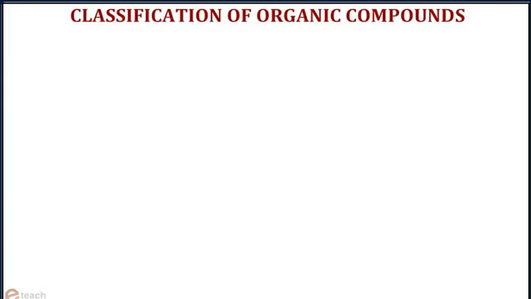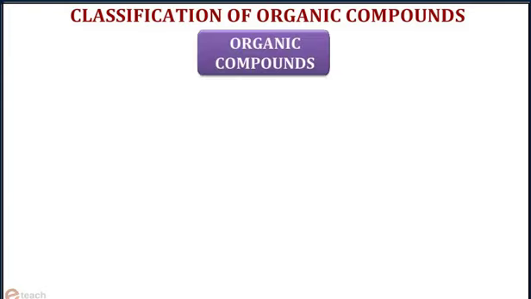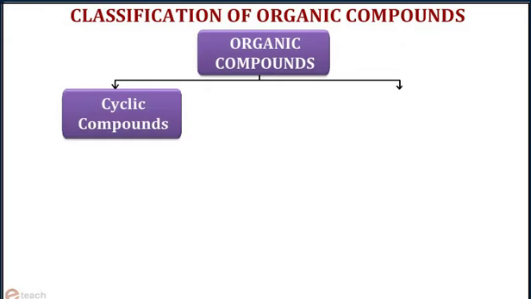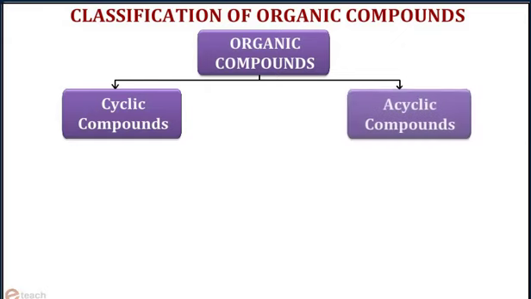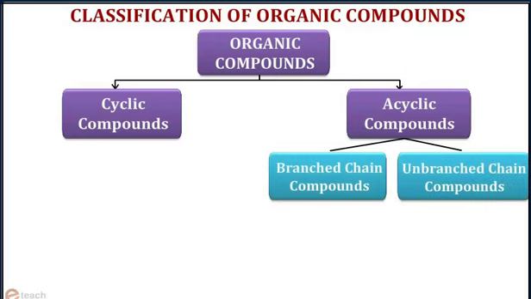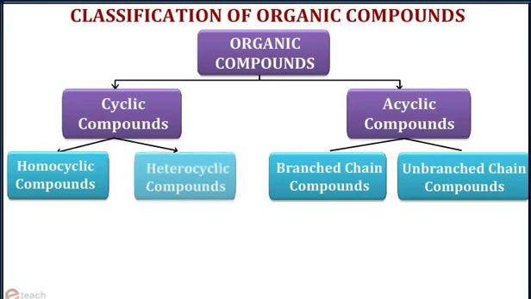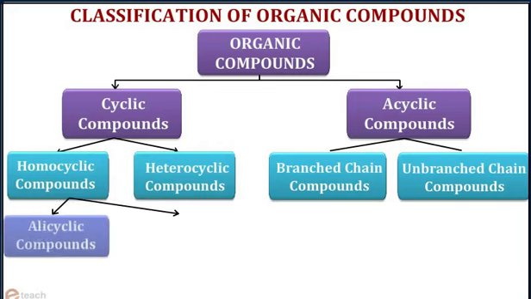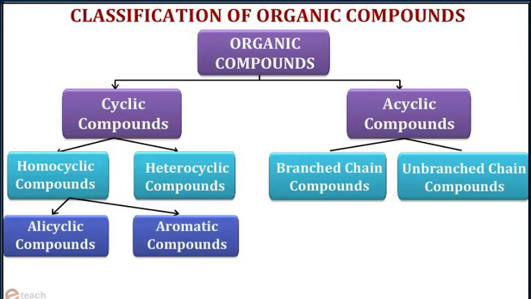Classification of organic compounds. Organic compounds are classified into two main categories. First one is cyclic compounds and second one is acyclic compounds. The study of acyclic compounds is divided into main categories: branched chain and unbranched chain. And also the study of cyclic compounds is divided into main categories, that is homocyclic and heterocyclic compounds. The study of homocyclic compounds is divided into two main categories: alicyclic compounds and aromatic compounds.